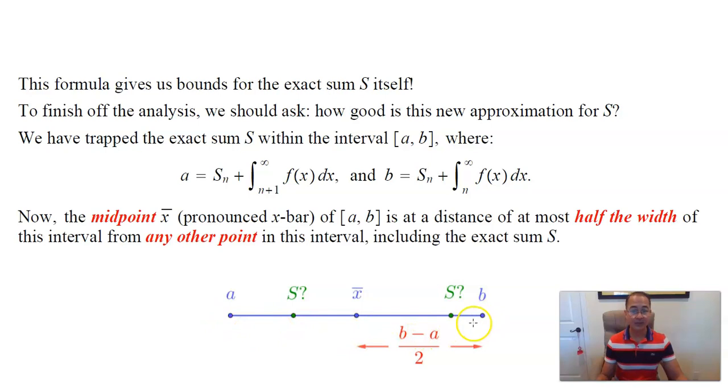All right? So if your interval is very narrow, if it's very small, then half of that width is going to give you a small error. So that is what we're going to use to make a better estimate for our infinite series.